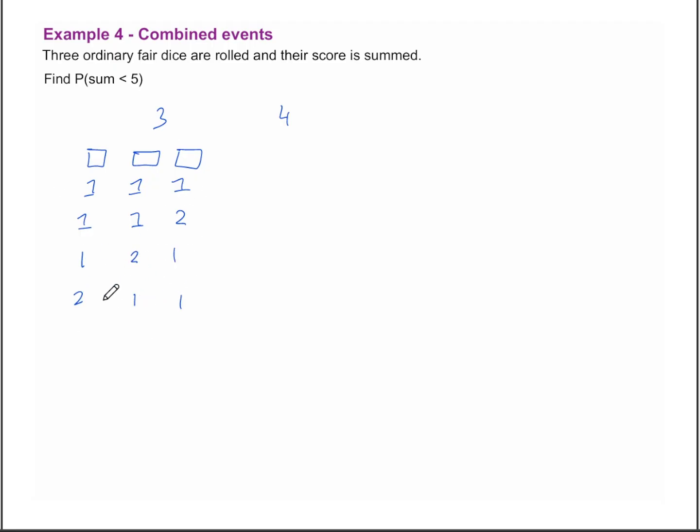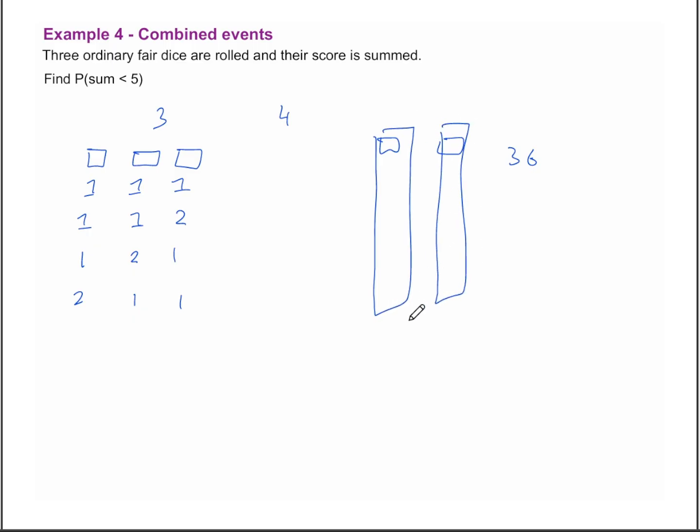And so these 4 are your options for getting a sum that is less than 5. Now, how many total possibilities are there? How many total outcomes are there? Remember in the previous one, when we had 2 dice, we had a total of 36 outcomes. Why? 6 possible options in the first dice and 6 possible options in the second dice. So 6 times 6 gave us 36.